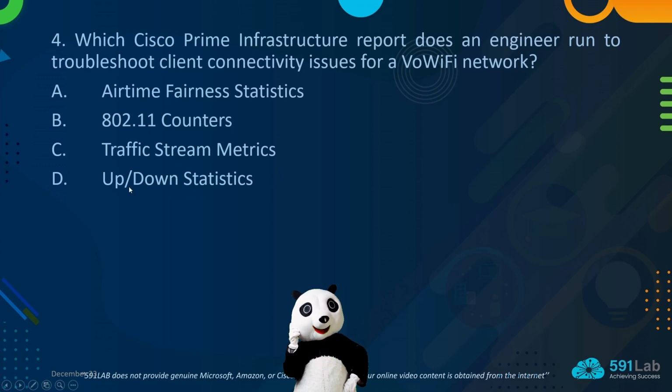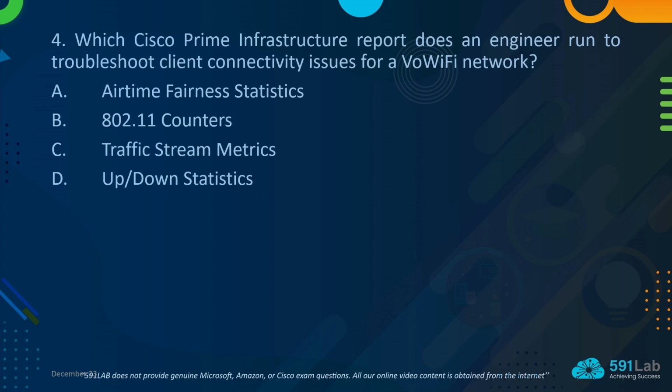If we're talking about up and down statistics, basically this mentions the speeds of upload and download. It mentions how many gigabytes we have downloaded and uploaded, so it's not going to be very helpful in our voice Wi-Fi troubleshooting. Airtime fairness is also not helpful, because it's not going to point to the issue that the voice Wi-Fi network has. And .11 counters basically say how many clients are connected, how many disconnected, and so on, so it's also not helpful.